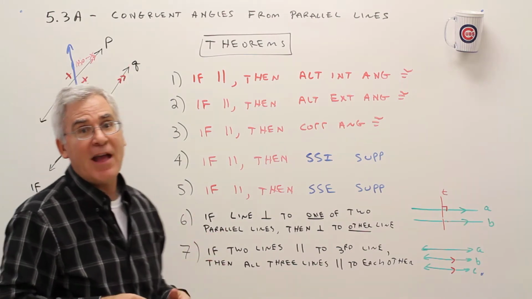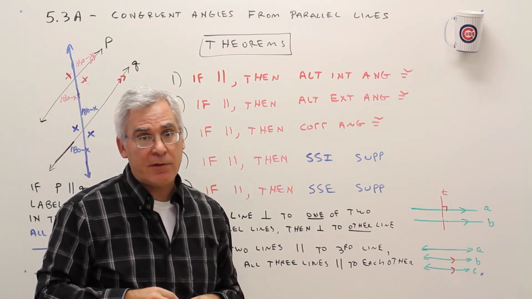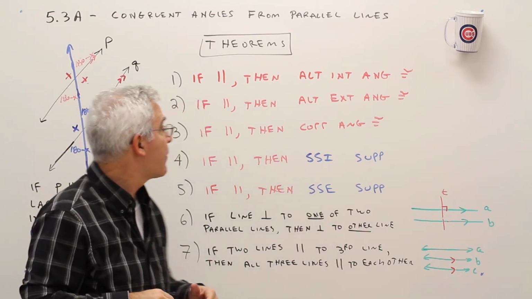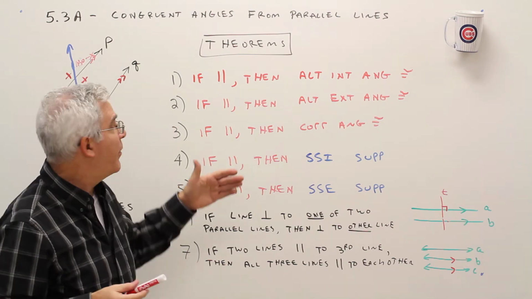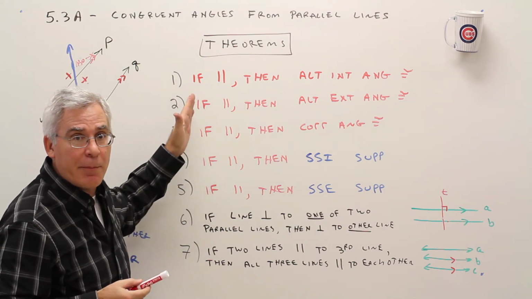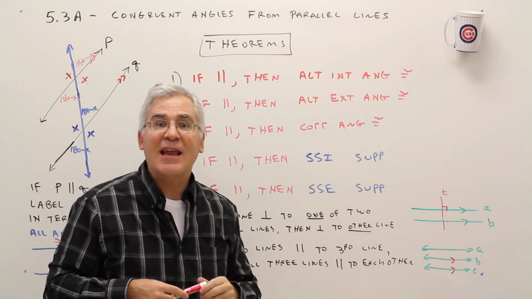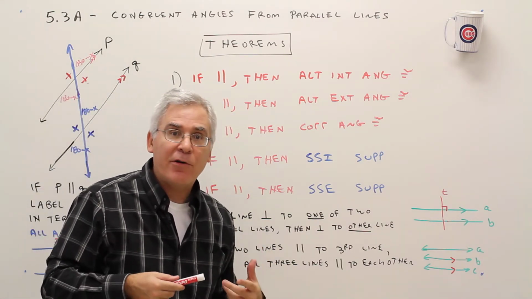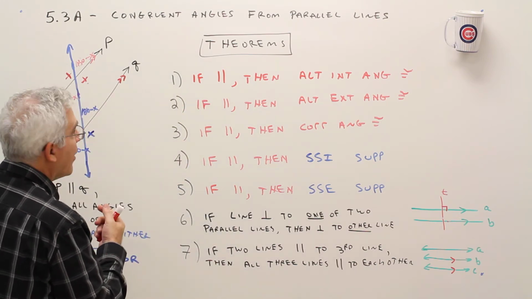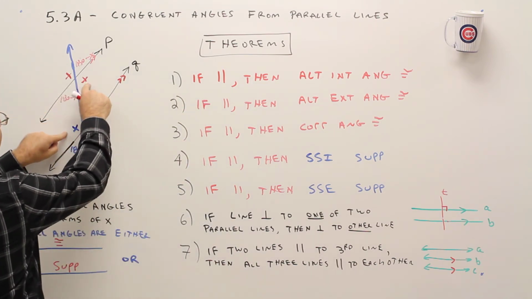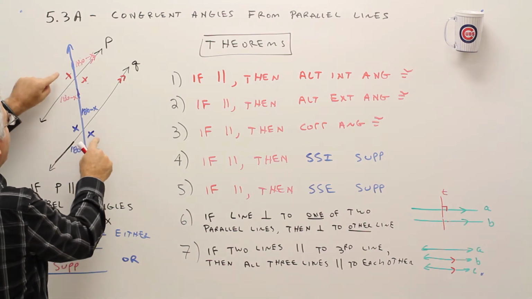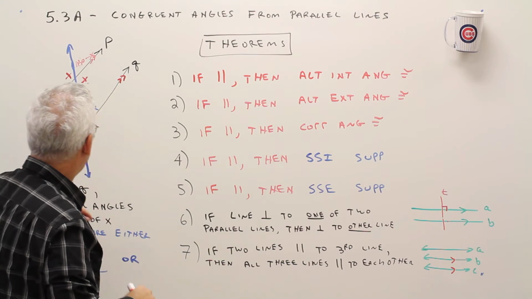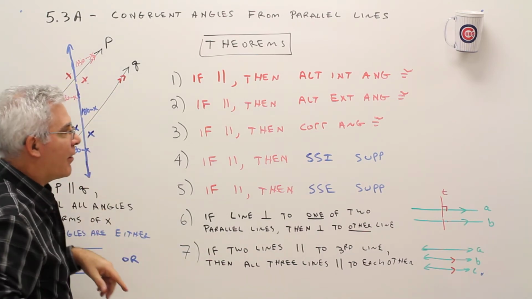All right, then we've got 7 theorems in this lesson. And again, most of them are just the converse of theorems we had before. So I'll just quickly go over them. If two lines are parallel and cut by a transversal, then the alternate interior angles are congruent. Also, the alternate exterior angles are congruent. So alternate interior would be like this. Alternate exterior would be like that. Also, the corresponding angles would be congruent. An example would be that angle with that angle.